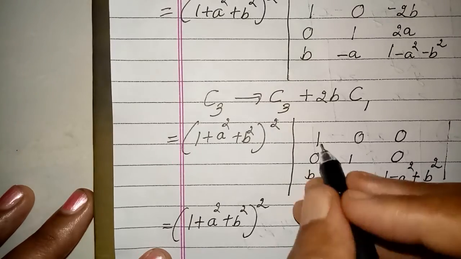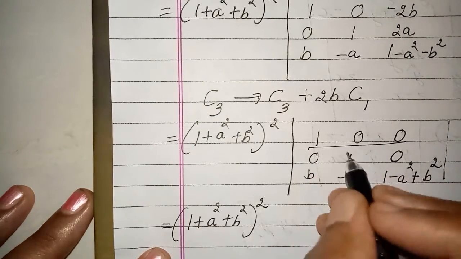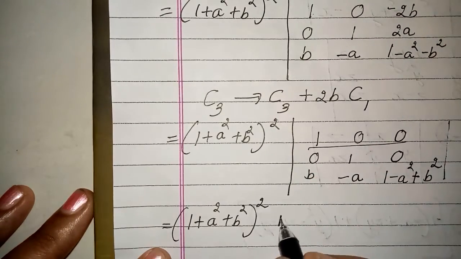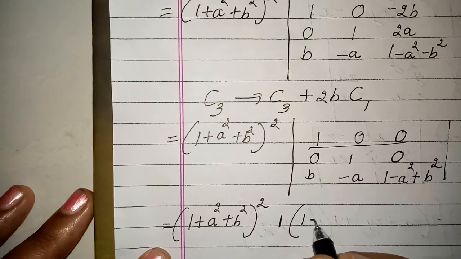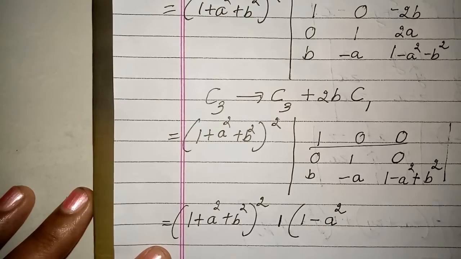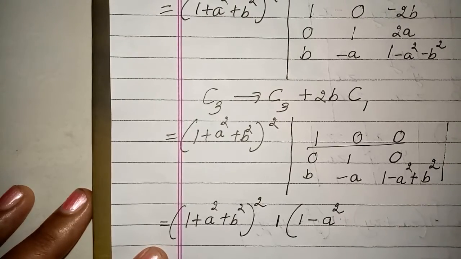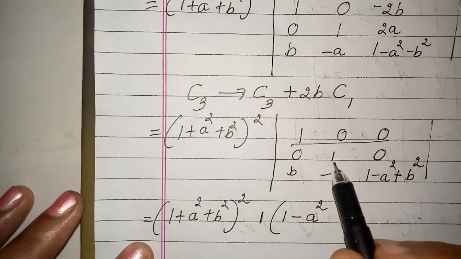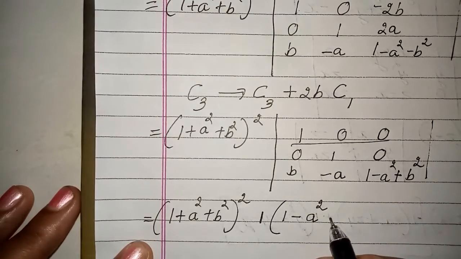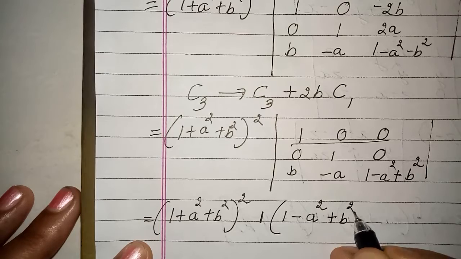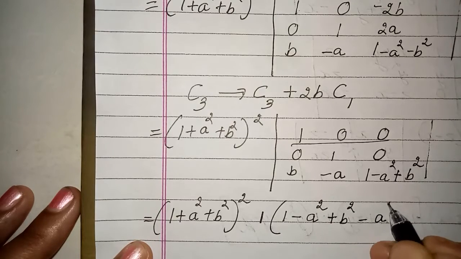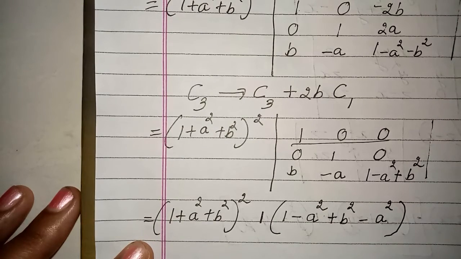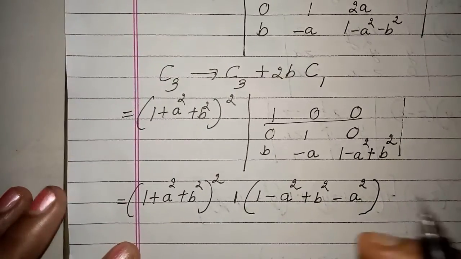If I open along the first row, this will be 1 times of this. So it will be 1 times of 1 minus a square. Somewhere I have done a mistake, I think.